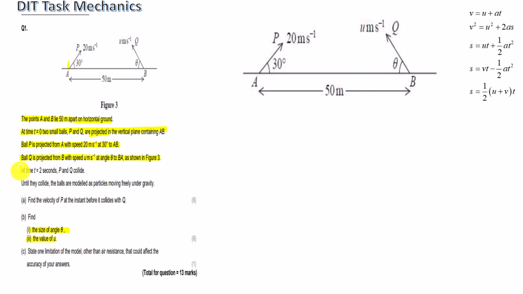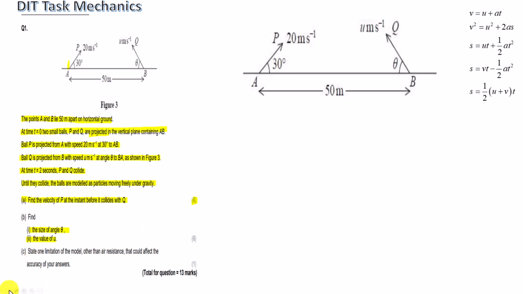And at time t equals 2 seconds, P and Q collide. When they give information, we generally have to use it. So until they collide, the balls are modelled as particles moving freely under gravity. So we've got to use gravity. And it says, part A, find the velocity of P at the instant before it collides with Q. 6 marks. How could we break this down? Make sure we get all the method marks that we can, even if we make a mistake.